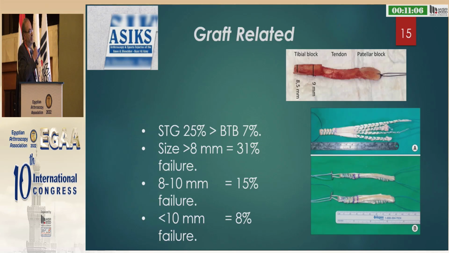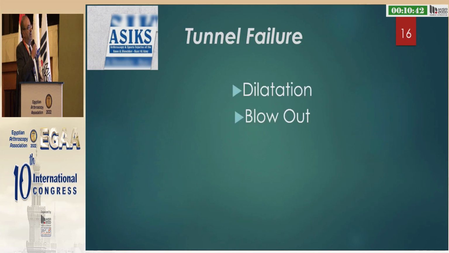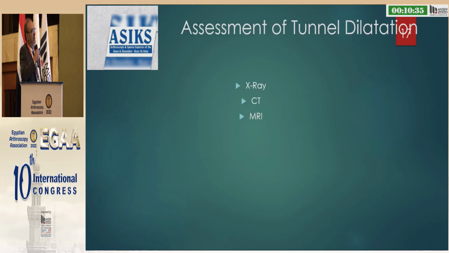One of the most important is the graft size. Semitendinosus gracilis is slightly higher than bone tendon bone. Size less than 8 millimeters has a 30% failure, while size from 8 to 10 has 15%, and size over 10 or more has 8%. The failure at the femoral tunnel is mainly either due to dilatation or blowout.